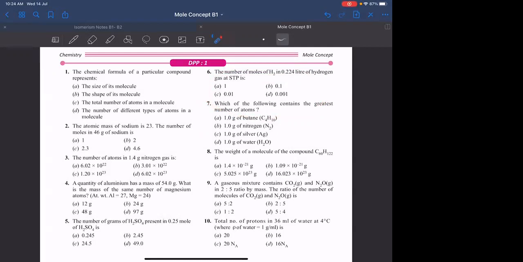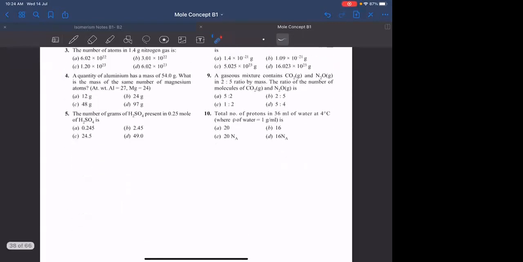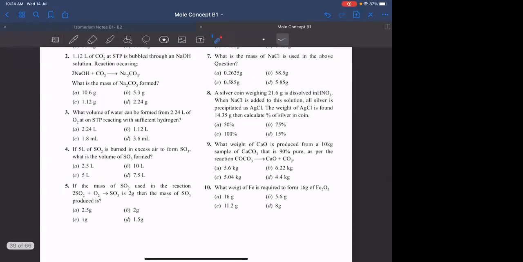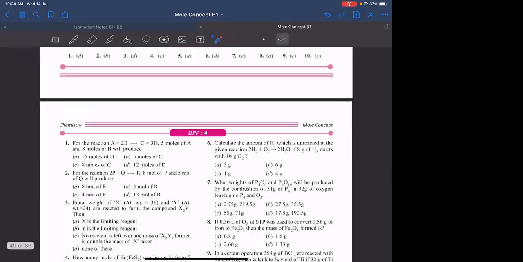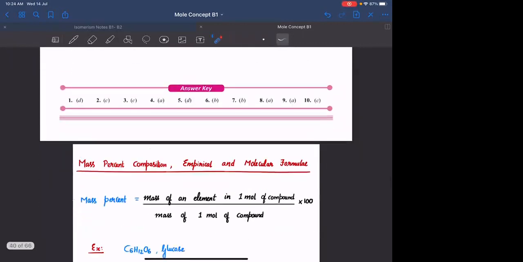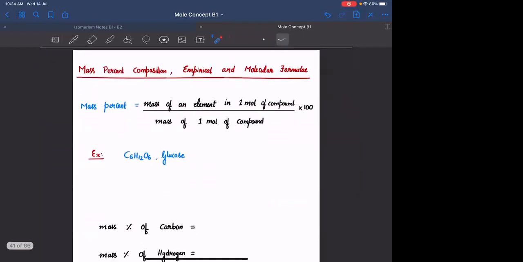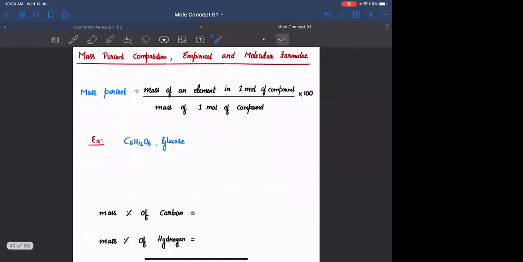उनके अलावा, okay, the questions involving gases and their volumes. Apart from those questions, you can attempt every other question. Okay. Mass percent composition, empirical formula, and molecular formula.